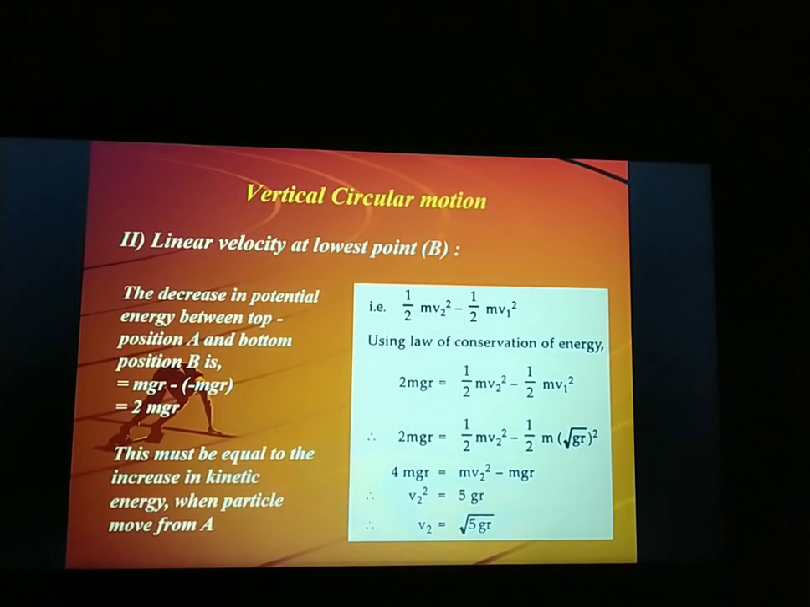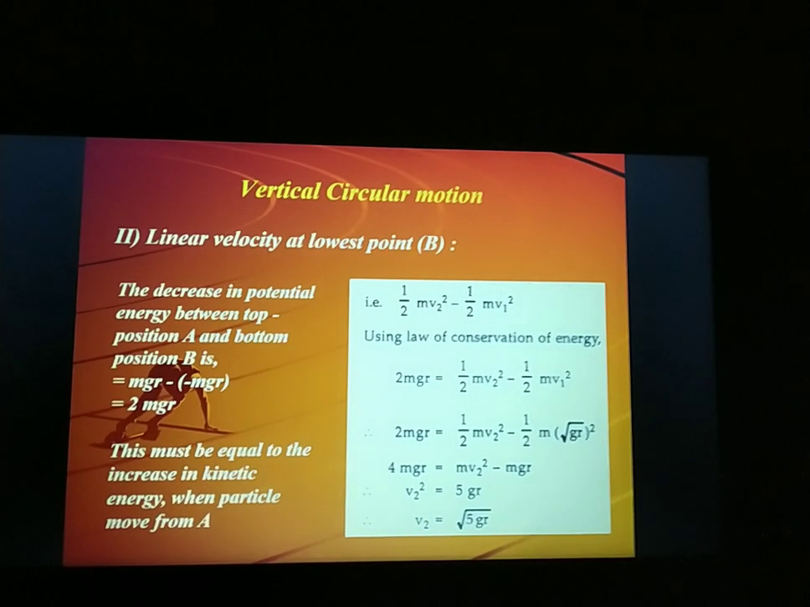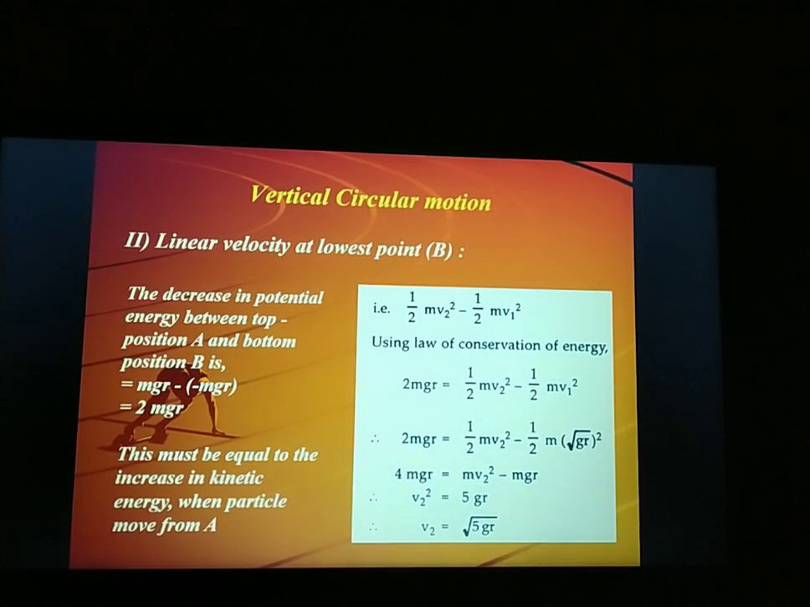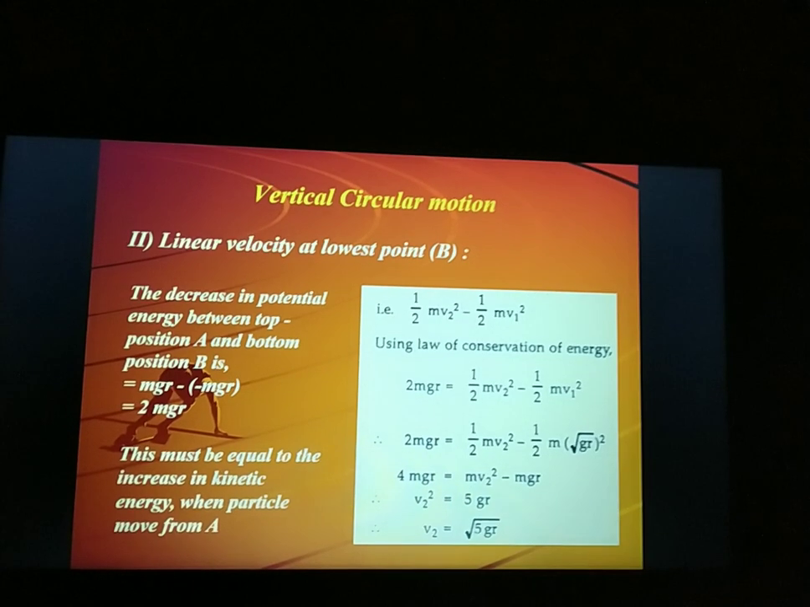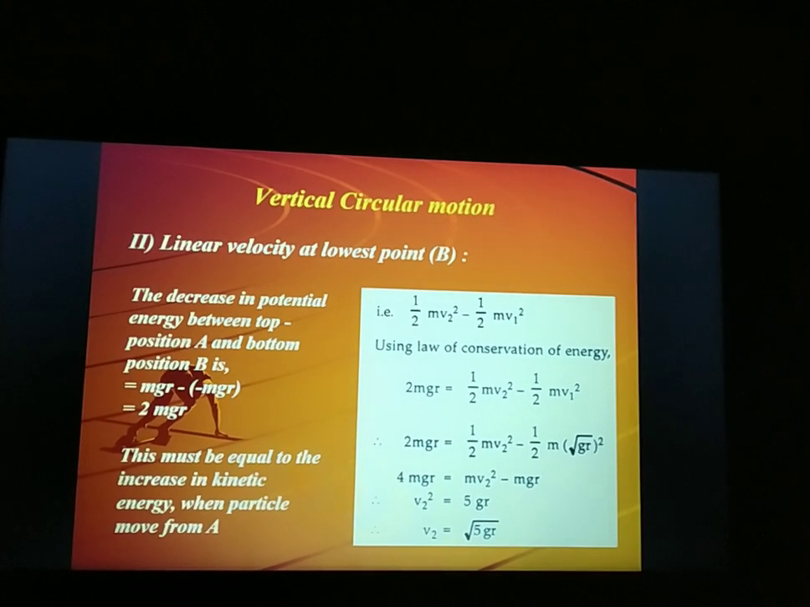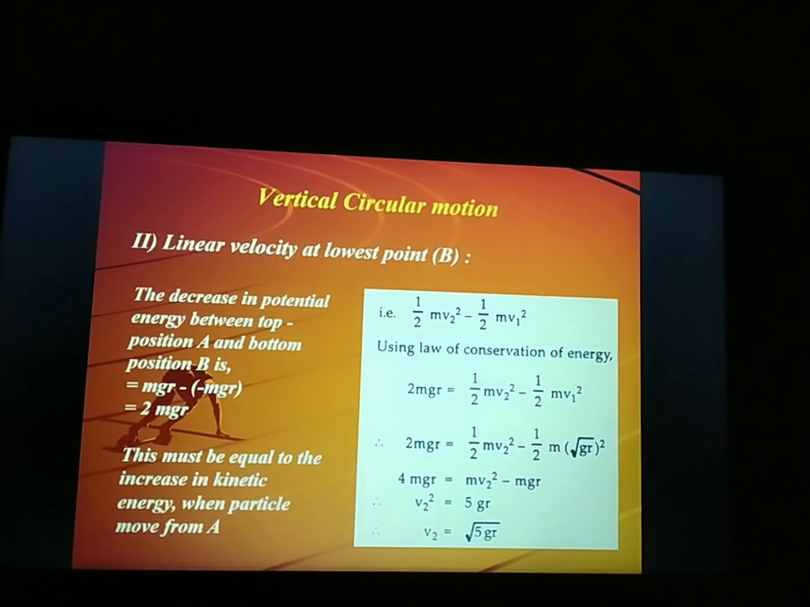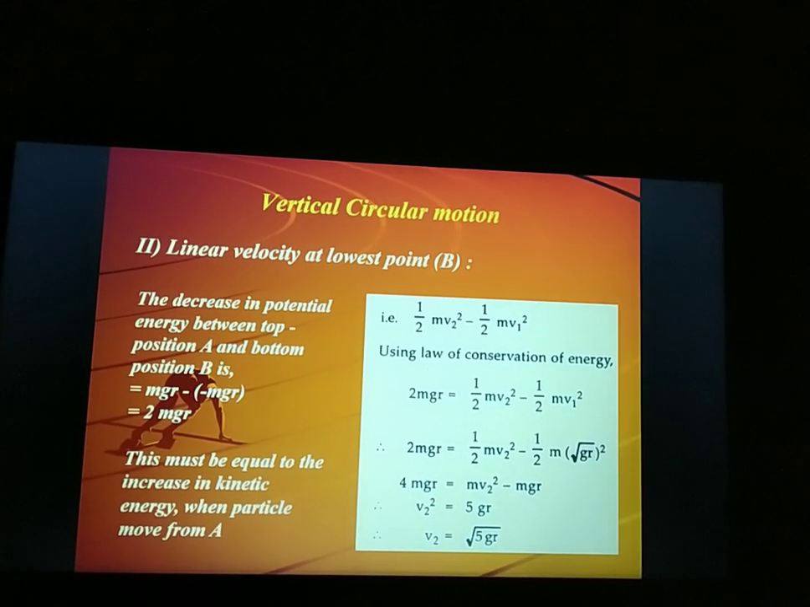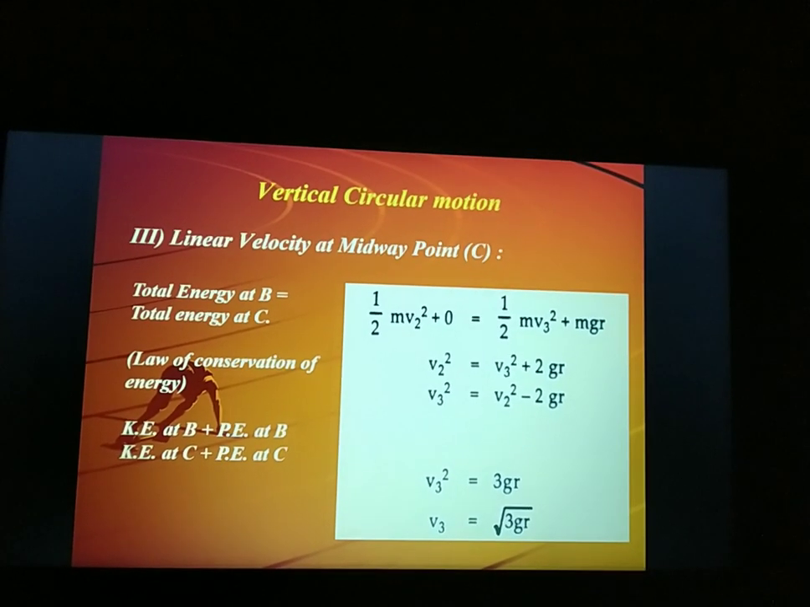Equating and solving, we put the value of v1 square here. You take m common and cancel m, take 1 upon 2 common, and multiply 2 to the other side, so it becomes 4. So we get the expression v2 equal to square root 5gr. This we already discussed; I'm just revising it.